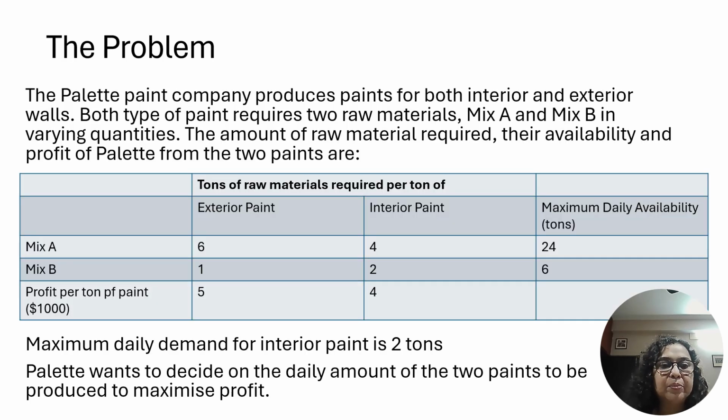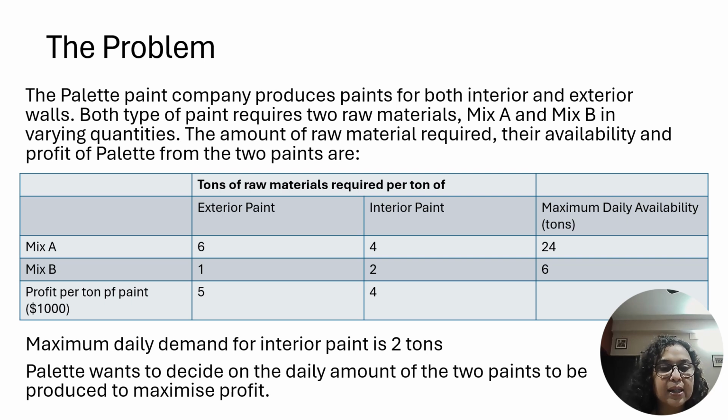Here we have the problem. A paint company named Palette wants to produce wall paint. And so it produces two types of paint, interior paint and exterior paint. And it uses two raw materials, mix A and mix B. And the quantities required for the interior paint and exterior paint are given in the table.